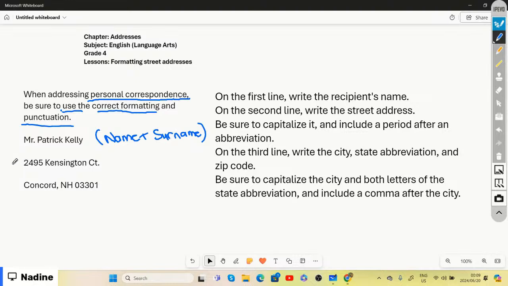Then the second line, you will have your home address, like your house number. I'm going to put the hashtag for house number, as well as the street address. This is the name of the street that you live in, right? And remember, your address needs to be written in capital letters.